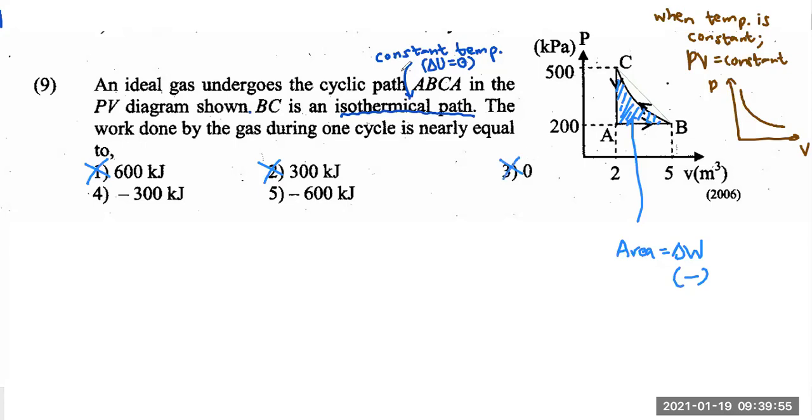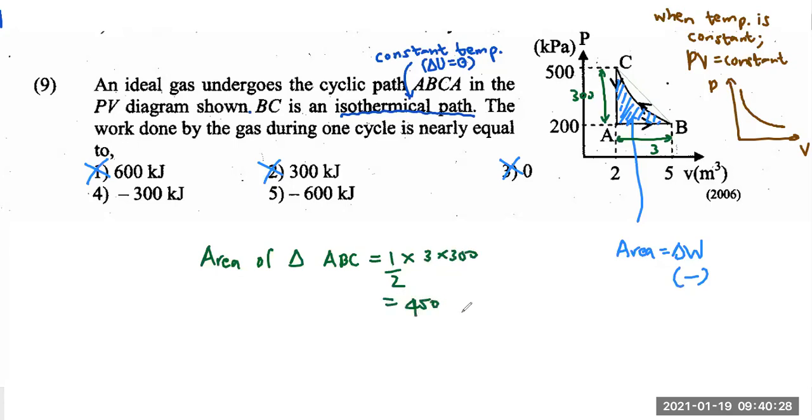And then let's do something like this. Let's find the area of the triangle. Not this area, area of the blue part. Area of triangle ABC, not the highlighted shape. What is the area of the triangle ABC? That is going to be half multiplied by this length, which is 3, and this height, which is 300. So it's half into 3 into 300, and that's going to be 450. 450 is the area of the triangle.